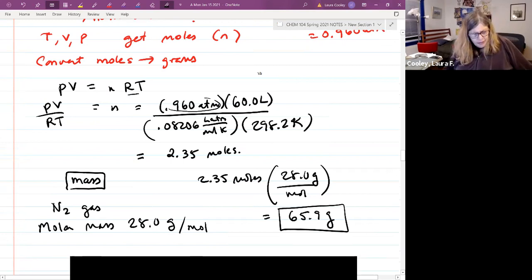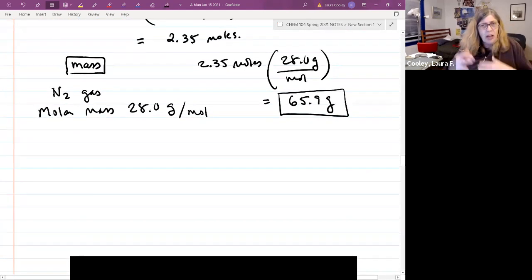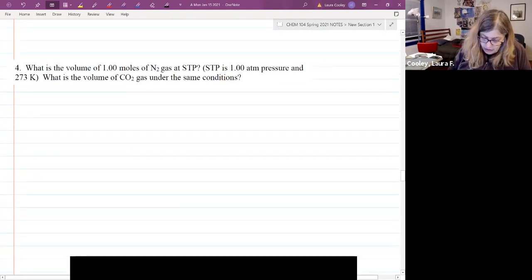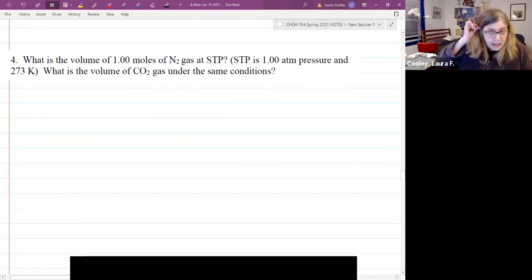So sometimes you have to know something already, and combine 2 different things. The ideal gas law doesn't give you what you want, but you can work with it and get to where you have to go. Okay, and that's why I had to convert from grams to moles.